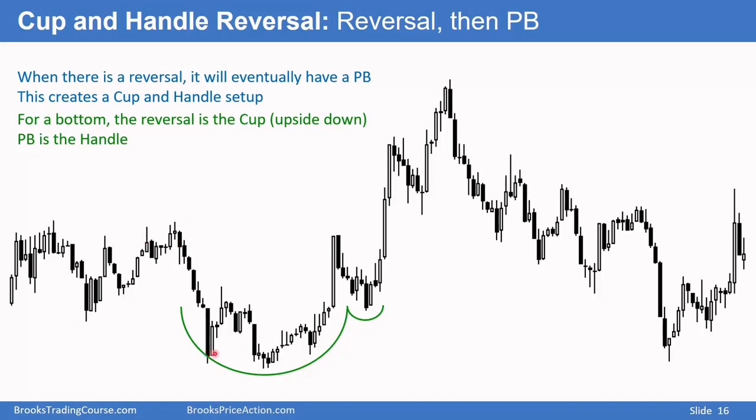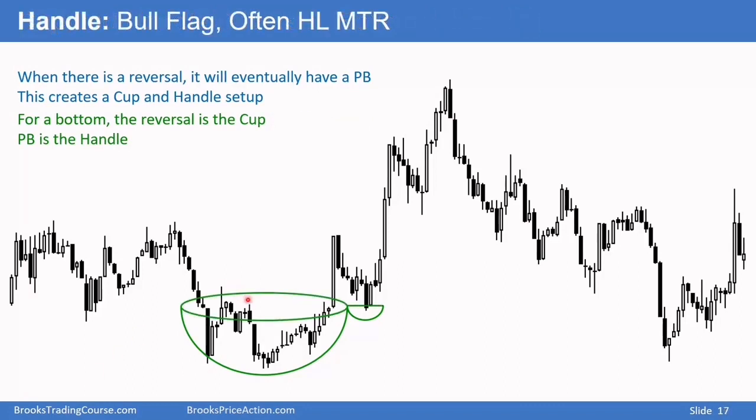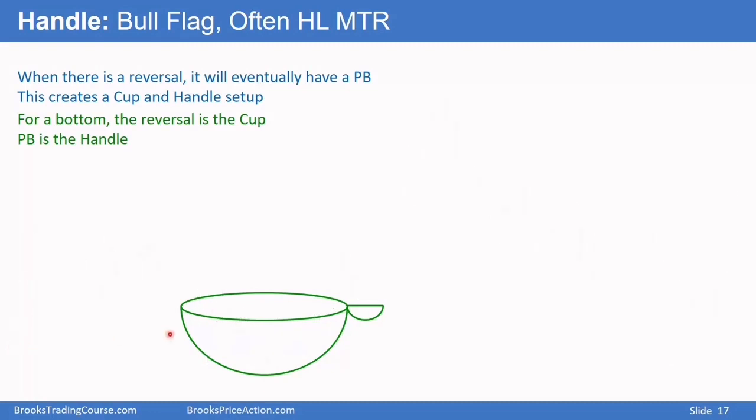The market sold off strongly and then reversed up strongly. And then it pulled back and it tested the breakout at the top of this trading range. This is what traders sometimes call a cup and handle pattern. This is a cup and the pullback is the handle. The reversal is the cup and the pullback from the breakout is the handle. And you can see it looks like a teacup, a cup and a little handle.